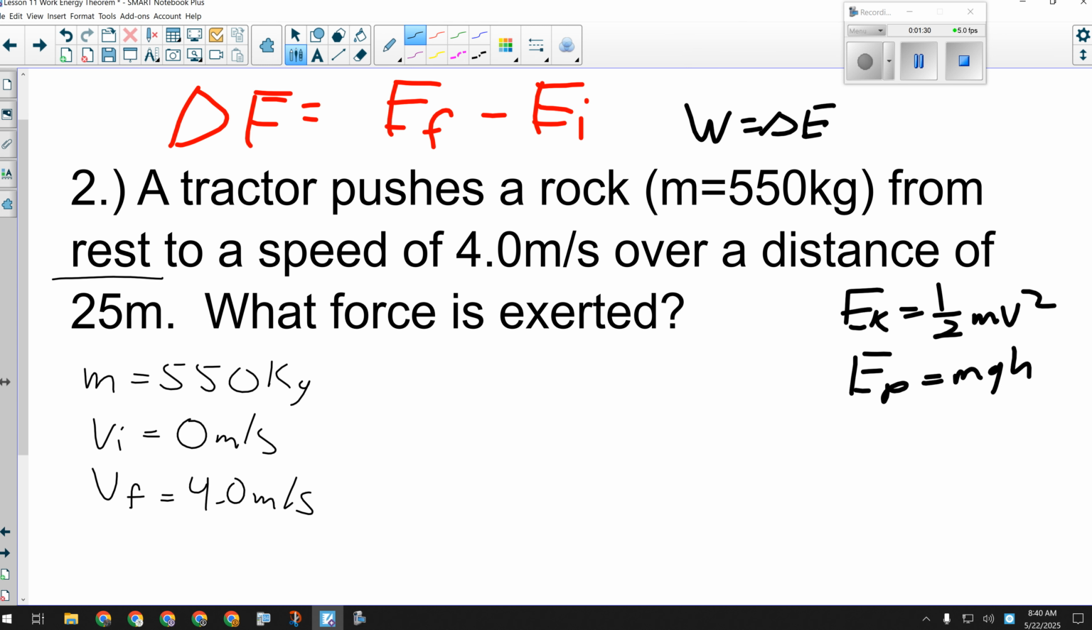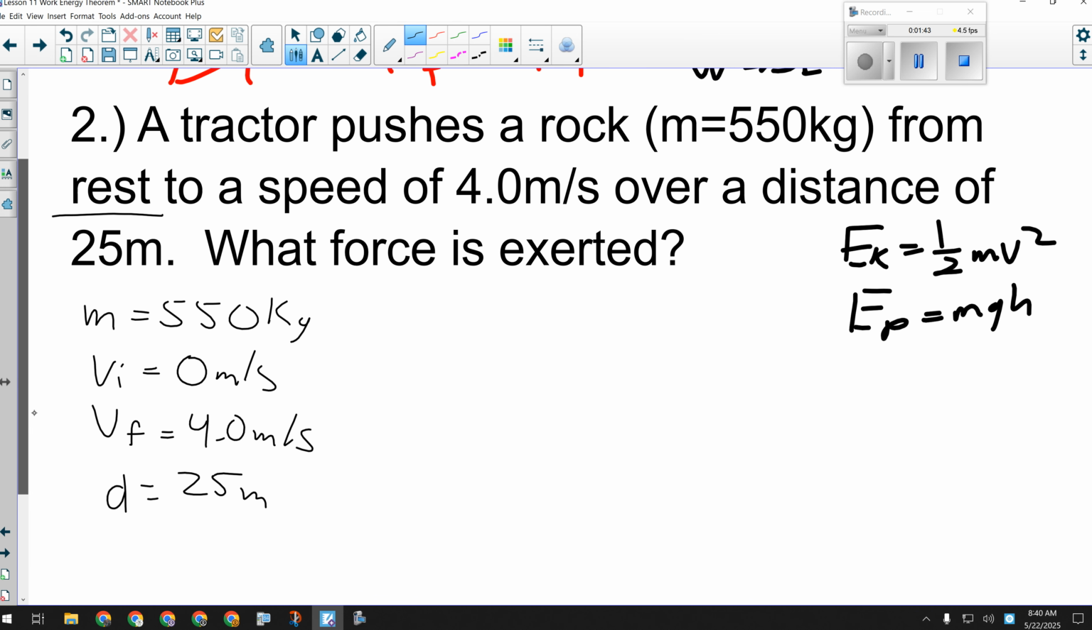Over a distance of 25 meters. That would be D, distance. All right, what is the force being exerted? So I have distance and I'm looking for force, so I know I'm definitely going to be using force times distance in this question.